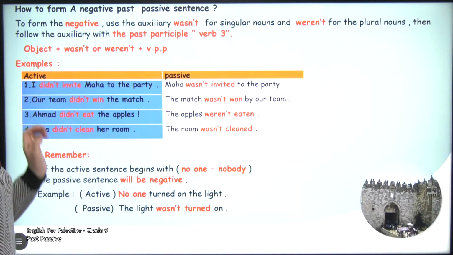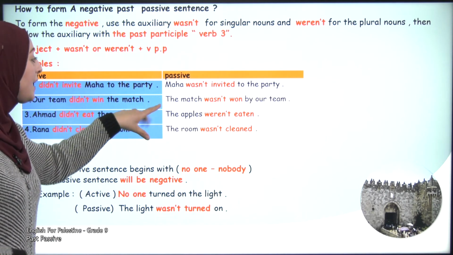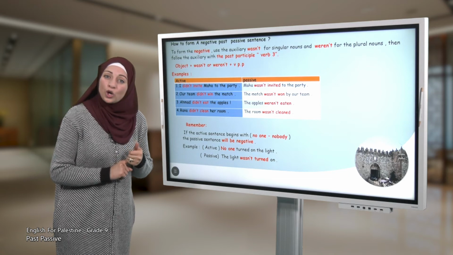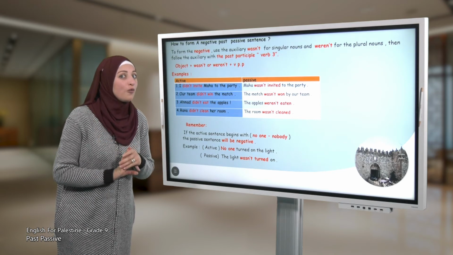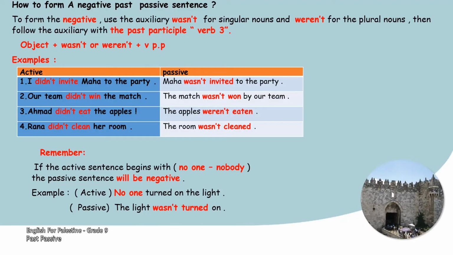Number 2, our team didn't win the match. The passive sentence will be the match wasn't won. Concentrate that won is verb 3 of win, by our team. Number 3, Ahmed didn't eat the apples. And the passive will be the apples were not eaten. Okay? Number 4, Rana didn't clean her room. In the passive, the room wasn't cleaned.